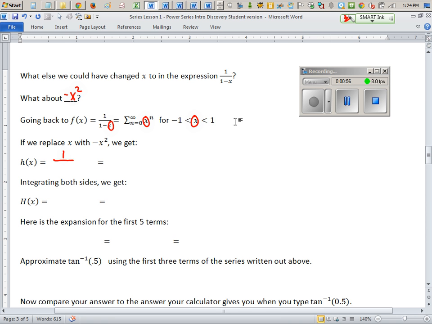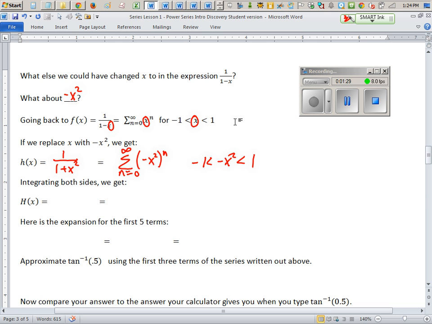This is now going to be 1 over 1 minus negative x squared. What's that going to look like? Good. In the sigma, we'll change this to negative x squared, as we said. In the inequality, we'll change this to negative x squared. Okay. Let's see what we have created here.